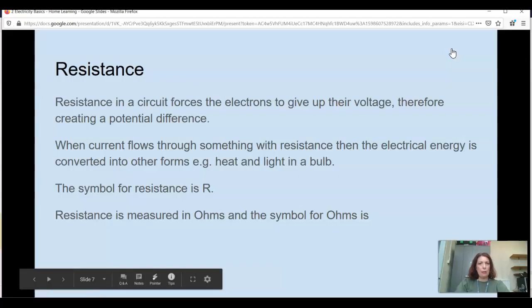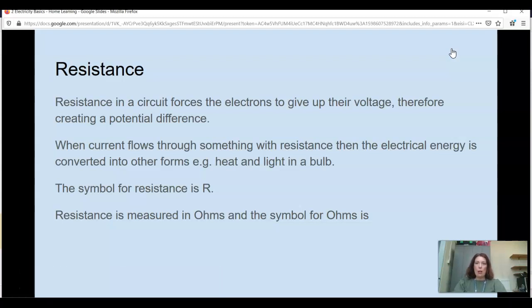The last couple of things I want to talk about here then are resistance. Now we will do a lesson on resistance, but just so you know, it links with current and potential difference. So the resistance in a circuit forces the electrons to give up their voltage, therefore creating a potential difference. As the electrons flow through, it makes them give up their voltage. So when the current flows through something with resistance, the electrical energy is converted into other forms, e.g. in a light bulb that would be heat and light. The light bulb forces the electrons to give up their electrical energy and turns it into heat and light.